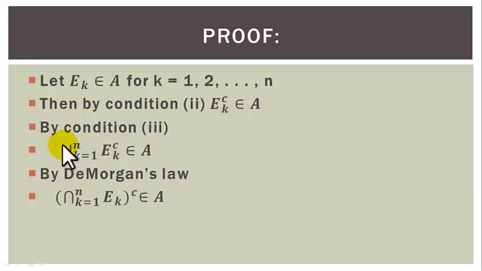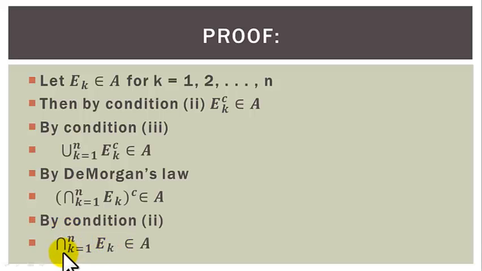And since this union is an element of A, it implies that the complement of this intersection is an element of A. Since this complement of the intersection of Ek as k goes from 1 to n is an element of A, it follows that the complement of this complement is also an element of A. And you know the complement of this complement will give us the intersection of Ek as k goes from 1 to n, which is an element of A, which is what we were required to prove.